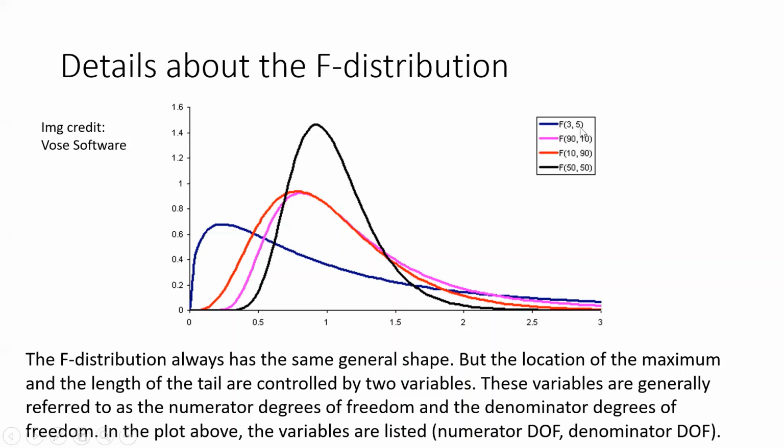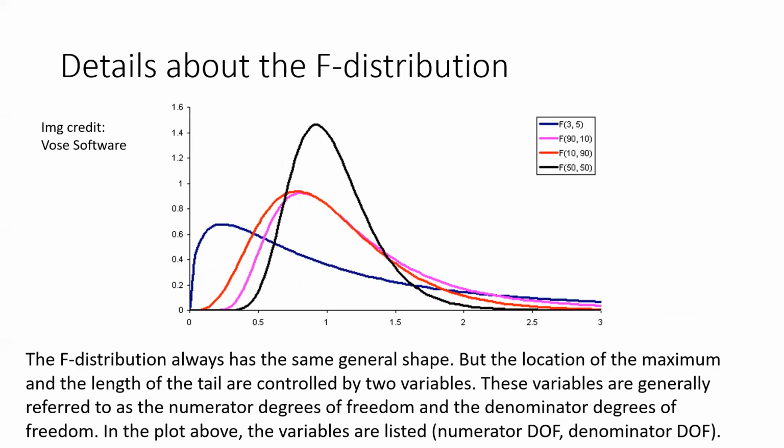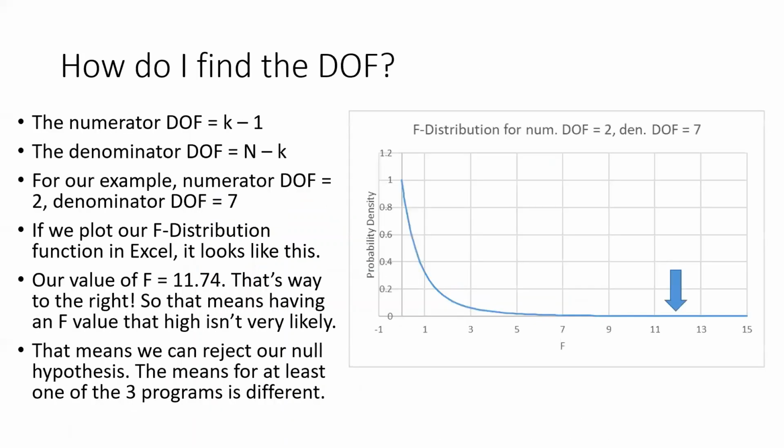Okay, so they're listed here: numerator degrees of freedom, denominator degrees of freedom for different F's. If the degrees of freedom in the numerator are 3 and 5 in the denominator, your F distribution curve is going to look like this. If you have 90 degrees of freedom in your numerator and 10 in your denominator, your curve is going to look like this. So that is going to change how your F distribution curve looks. So how do I find the degrees of freedom?